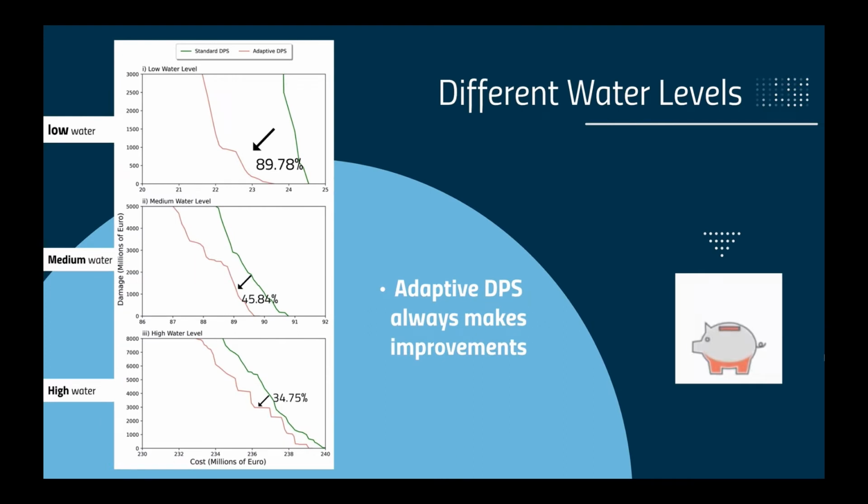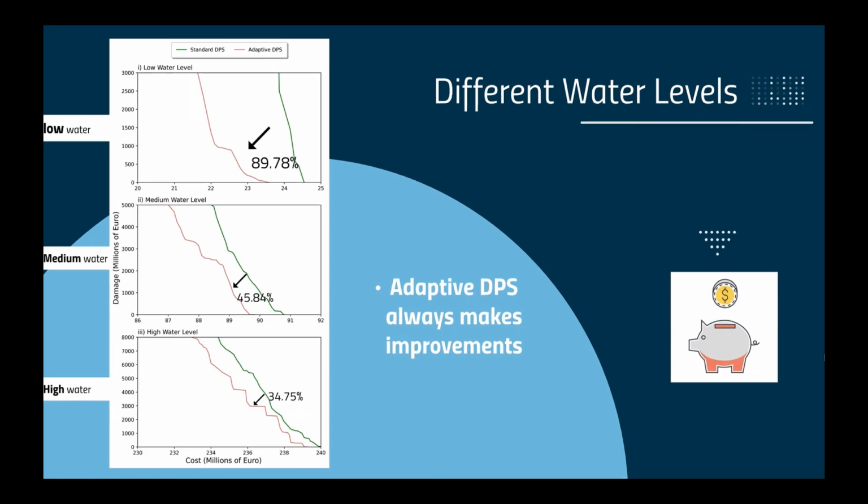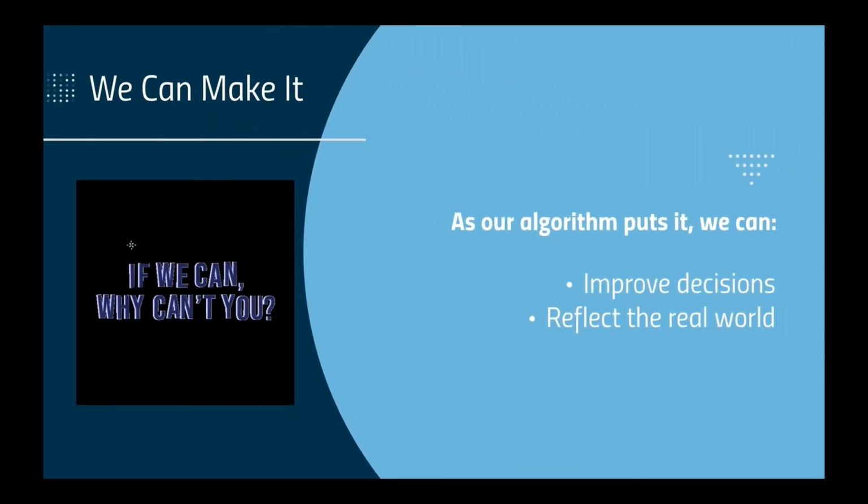We also examine the performance over 3 grouped futures based on the water level. The new algorithm always displays better results, no matter which future we're experiencing. So now we can say this adaptive algorithm indeed improves our decisions and better reflects the real world where we can learn more each year about factors such as sea level rise.